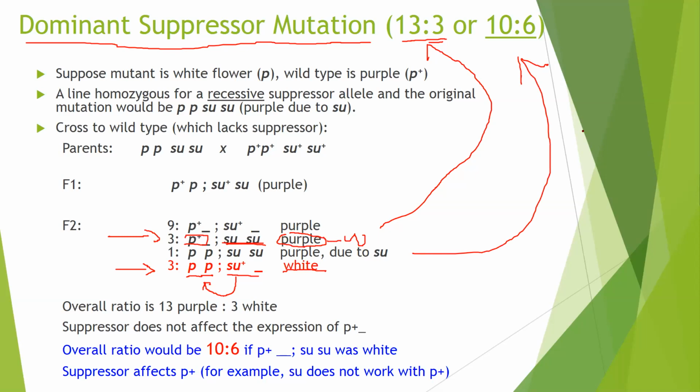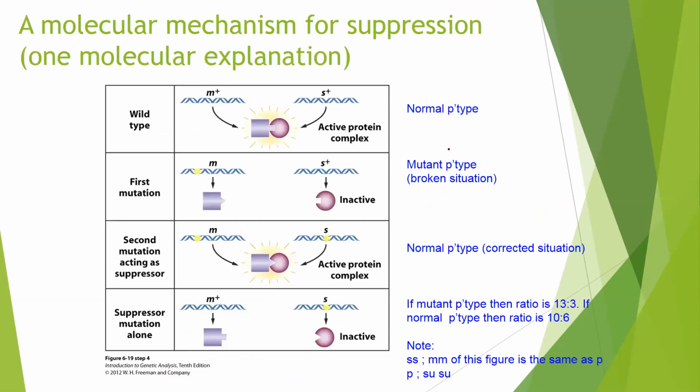So in the exam, if you see a ratio like 13:3, or a ratio of 10:6, then you should immediately know that this is because of the dominant suppressor mutation. So this is the biology behind it. Let's see how this dominant suppressor mutation works behind the working example.